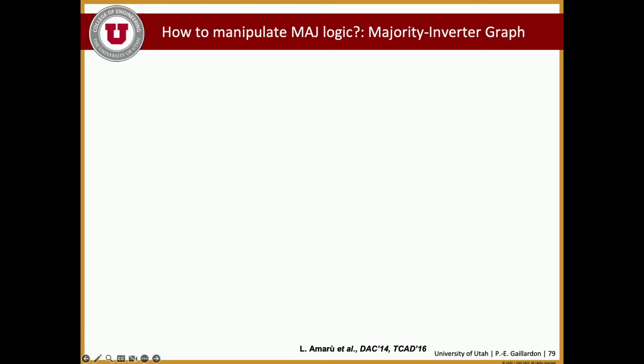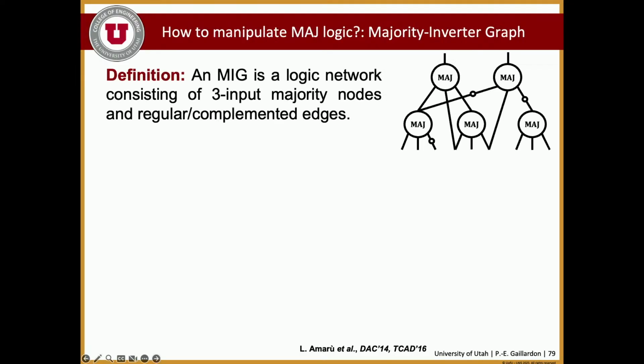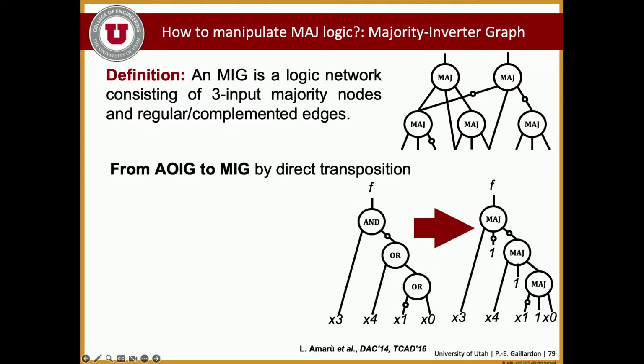So how do we manipulate majority logic? We came up a couple of years ago with the concept of majority inverter graphs, where you have a logic network consisting of 3-input majority nodes and regular or complemented edges, very similar to an AND inverter graph that you have in modern systems. And you do get a direct transposition from an AND inverter graph to a majority graph, where you can just replace the AND and tie to 0 or 1 the various inputs.